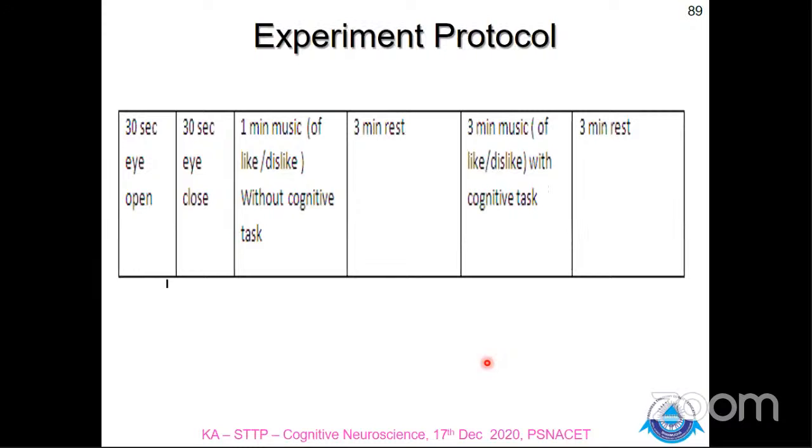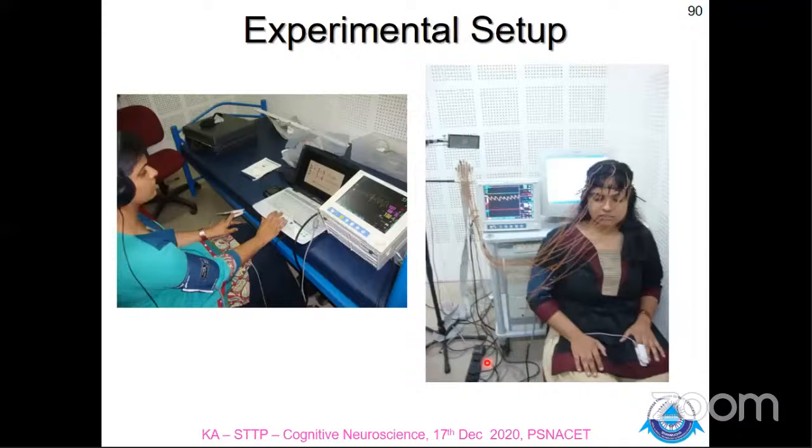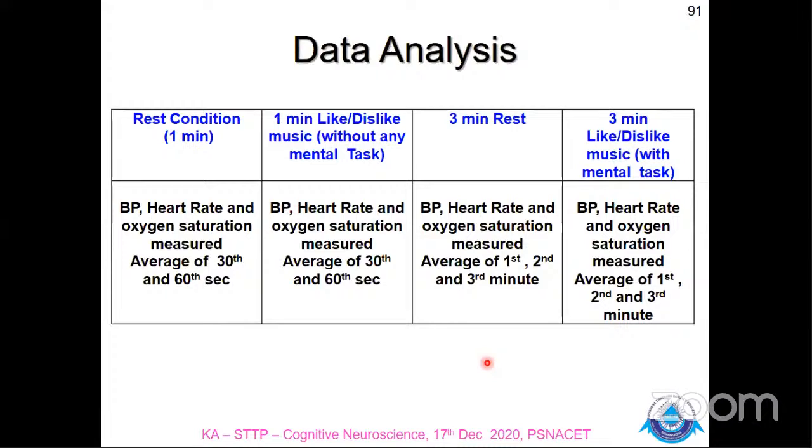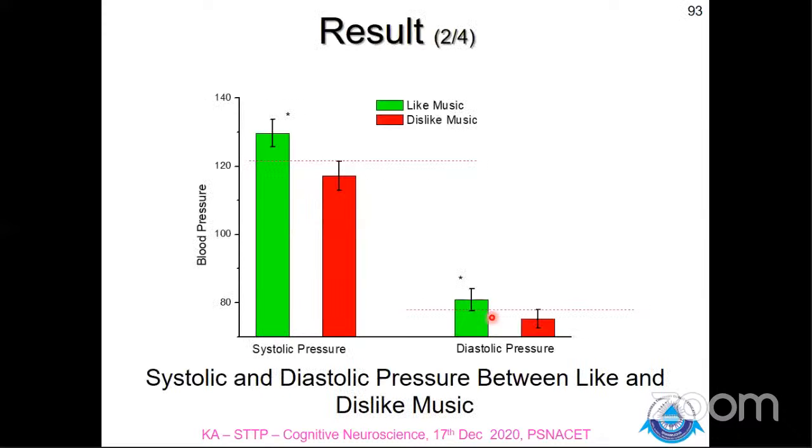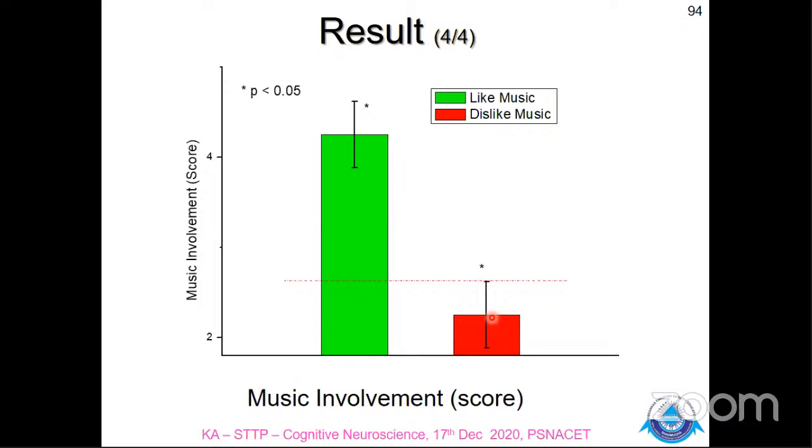These are the experimental protocols. Here also, how does cognitive performance improve using music? These are the recordings we did. This is the data analysis for cardiovascular parameters, not EEG. This is the cardiovascular parameter result for liked and disliked music. One person brings A.R. Rahman as liked music, and the same person brings Ilayaraja as disliked music. How can liked and disliked music play a role? This is the music involvement score.